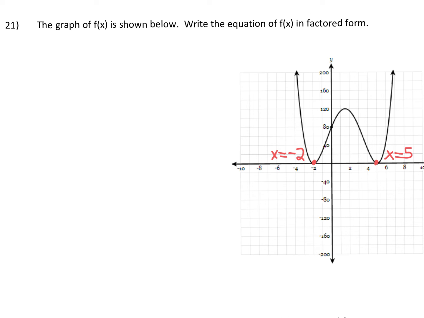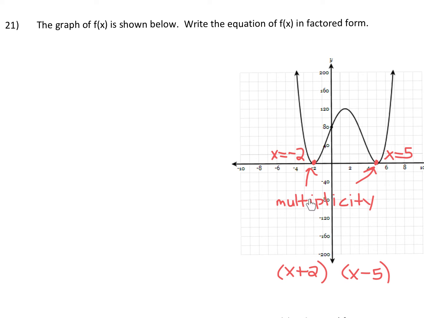Okay, so we're going to take a look at one more together, so number 21. So I just labeled this here. We have zeros at x equals -2 and x equals +5, okay? So that tells us that our factors are going to be x plus 2, right? We reverse the signs, and then x minus 5. Now, both of these, right, instead of cutting through the x-axis, they're hitting the x-axis and bouncing off.